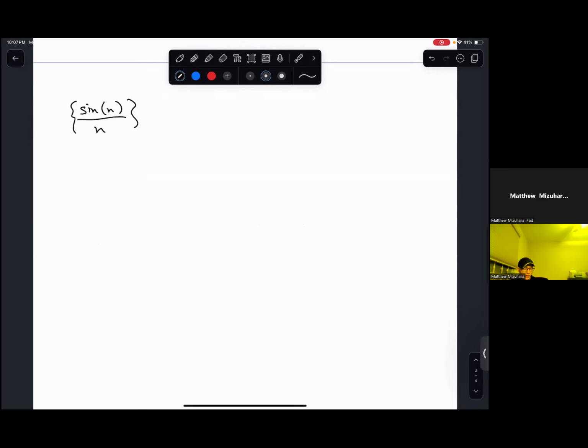All right, last one. Ooh, an interesting looking one, sine of n over n. Now, let's see what we can do with this. Let's try to take the limit as n goes to infinity of sine of n over n.